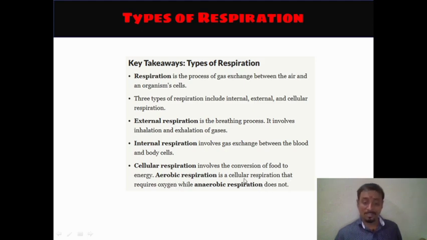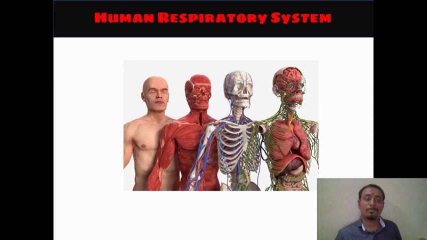Aerobic respiration is a cellular respiration that requires oxygen, while anaerobic respiration does not. So there are further two types of respiration, depending on whether oxygen is involved or not. That is the aerobic respiration process and the anaerobic respiration process. So let's see the next point.